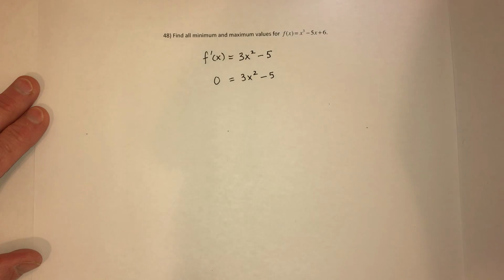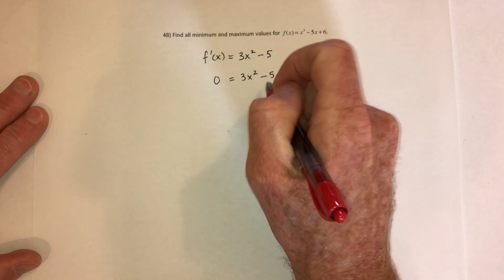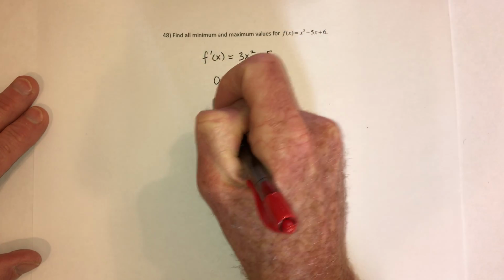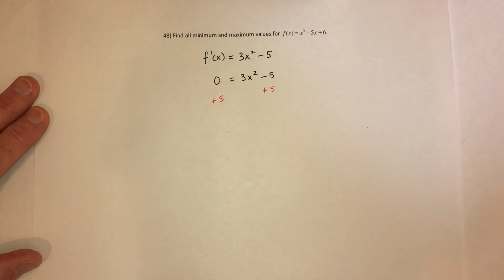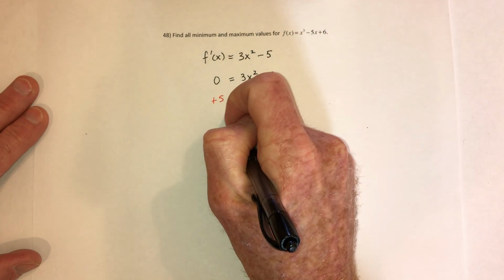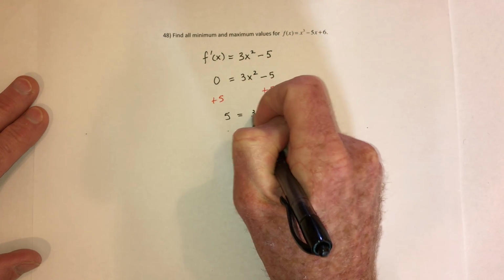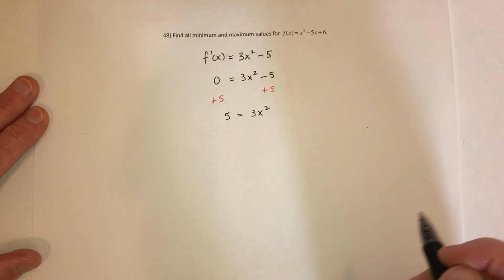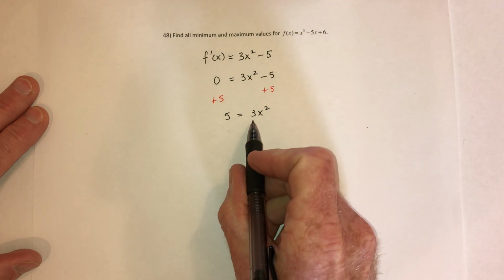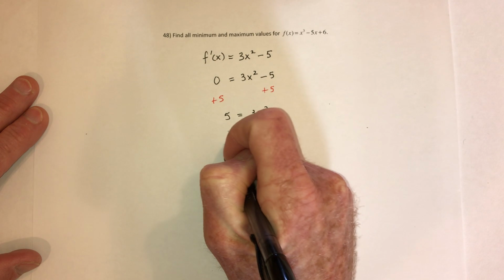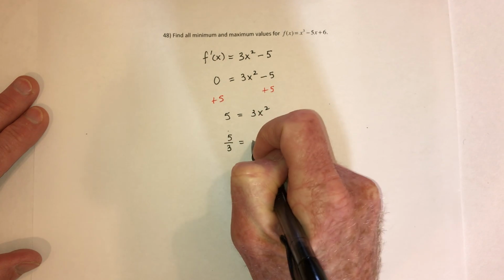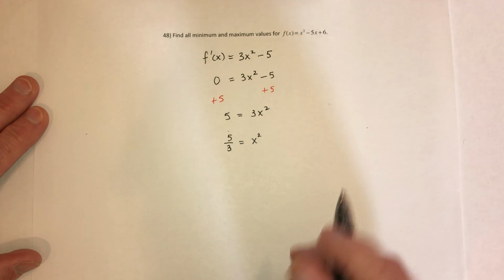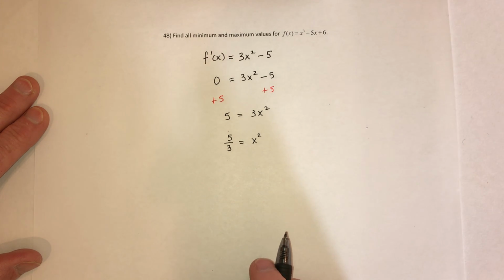And we've got a couple of steps of algebra to do. One would be add 5 to both sides. Then we've got 3x squared is equal to 5. Then just divide both sides by 3. And finally, take the square root.